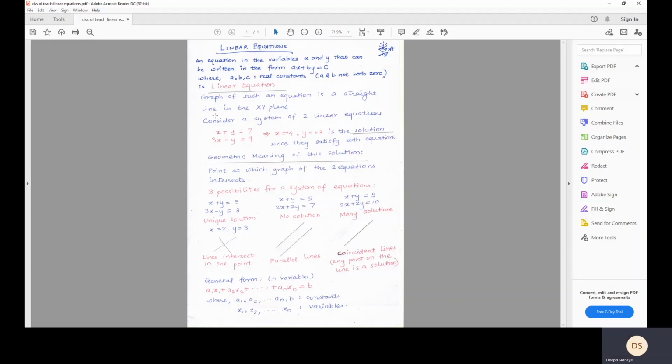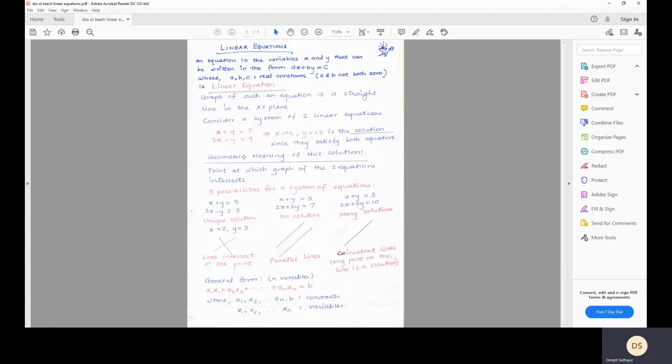Now, let us try to consider a system of two linear equations. Say x plus y is equal to 7 and 3x minus y is equal to 9. Let us try to solve these two equations. Now it's very easy. You simply need to add it up so that x plus 3x will give you 4x, plus y minus y will cancel out, and here you will get 16.